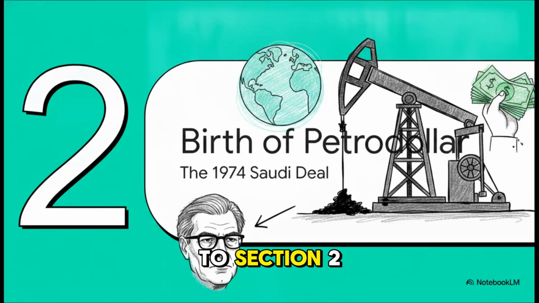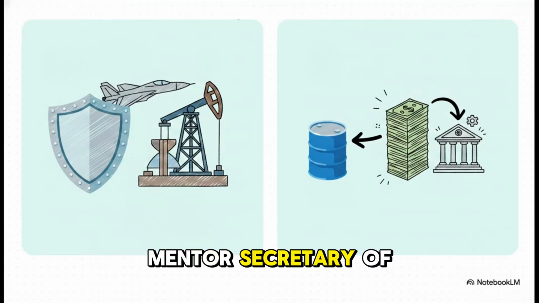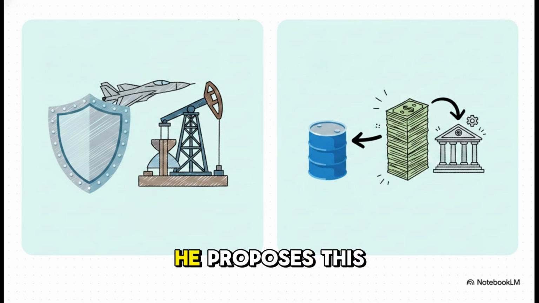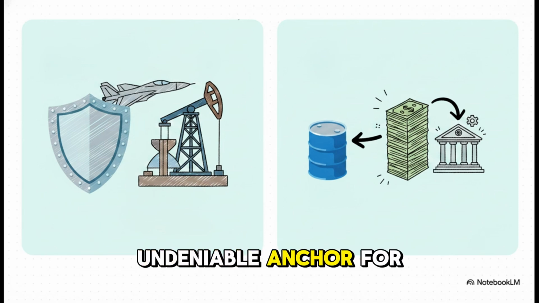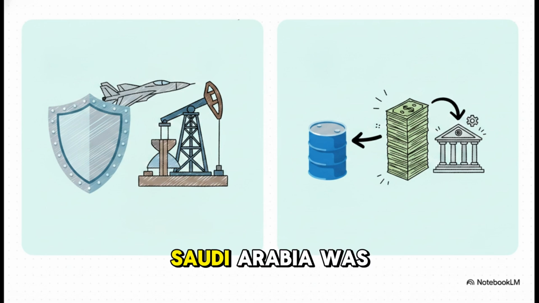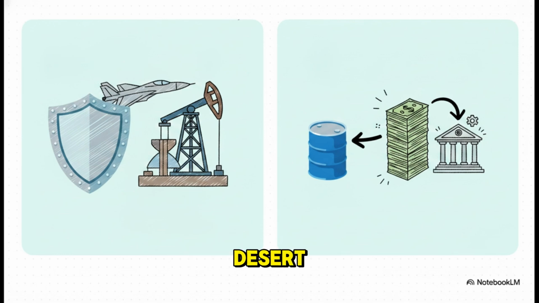Which brings us to Section 2, Birth of the Petrodollar, and the 1974 Saudi deal. Mentor, Secretary of State Henry Kissinger. He proposes this brilliant, high-stakes trade to create a new undeniable anchor for the currency. You see, Saudi Arabia was sitting on the world's largest pool of oil. Great for them, right? But it also made them a massive target out in the middle of the desert.